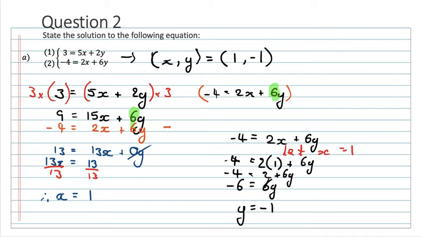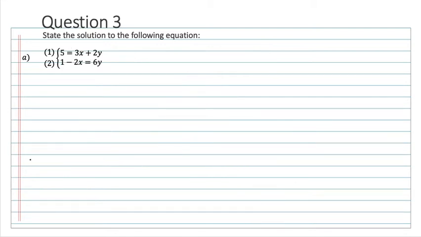Now let's go down to question 3, third and final question. So we've got 5 equals 3x plus 2y, and then we've got 1 minus 2x equals 6y. So notice that they're in completely different forms. So the first one is 5 equals 3x plus 2y, and then the second one is y minus 2x equals 6y. So what I need to do is get them both in the same form. Now we've been working in this form in all our solutions so far. So we'll go back to that form.